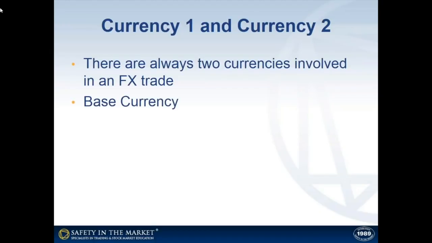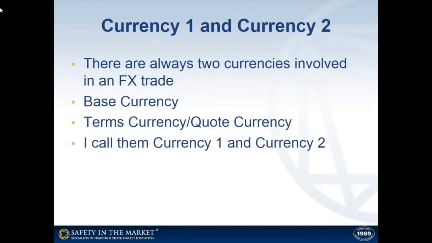So you'll hear terms such as base currency and the terms currency or the quote currency. So the base currency is what I call currency 1. The terms currency is what I call currency number 2. I call them currency 1 and 2. I just find it easier to remember. I used to try and think in terms of base currency and terms, got a little bit confused. And in the end, I just read them from a left to right order. So if we're looking at the euro versus the US dollar currency pair, or the euro US, the euro would be currency number 1 and the US dollar would be currency number 2.